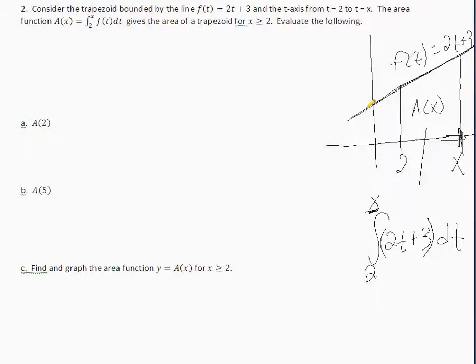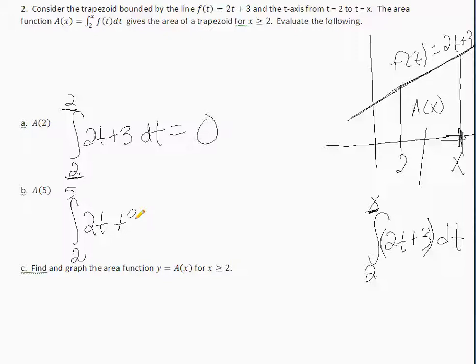Okay, so the first thing is just find A of 2. That would be the area under the curve from 2 to 2 of this line, which is obviously 0. Anytime these are the same, we know it's 0. There's no area because I don't have any width. A of 5 would say find the area from 2 to 5 underneath 2t plus 3 dt.